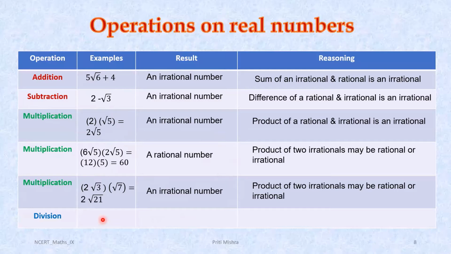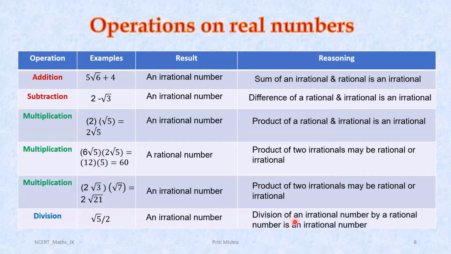Now next we are going to discuss division. So square root 5 is going to be divided by 2. It is an irrational number. An irrational number divided by a rational number is giving us a result that is an irrational number. So this is the reasoning. Division of an irrational number by a rational number is an irrational number.